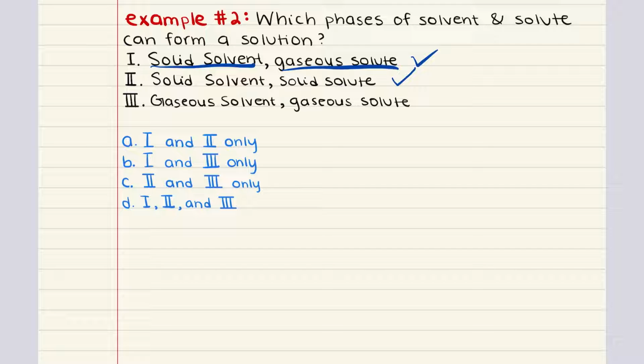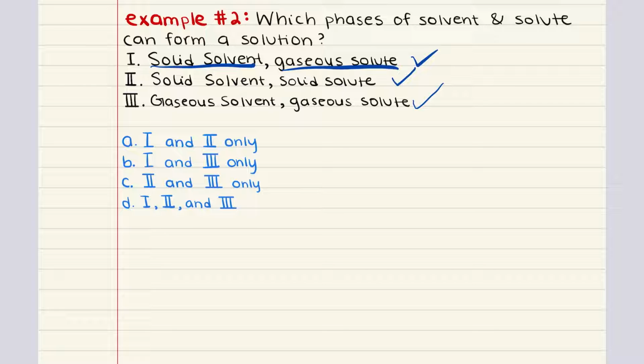What about statement 3? Gaseous solvent, gaseous solute. So here both the solvent and solute are gases. Now the most common example of this is air. Air is a mixture of nitrogen, oxygen, and other gases. So this type of solution is also possible, and it's known as a gas-gas solution.